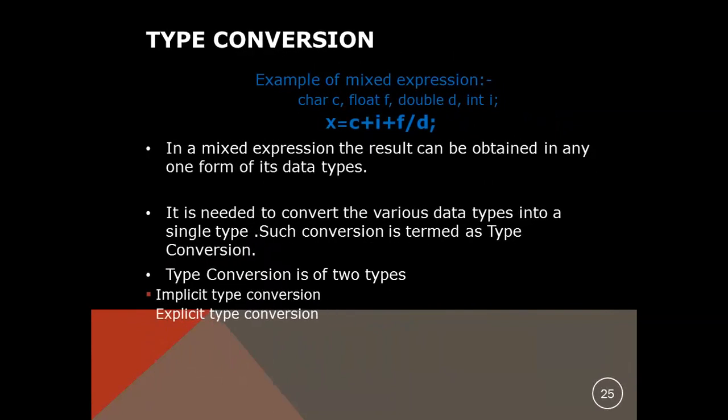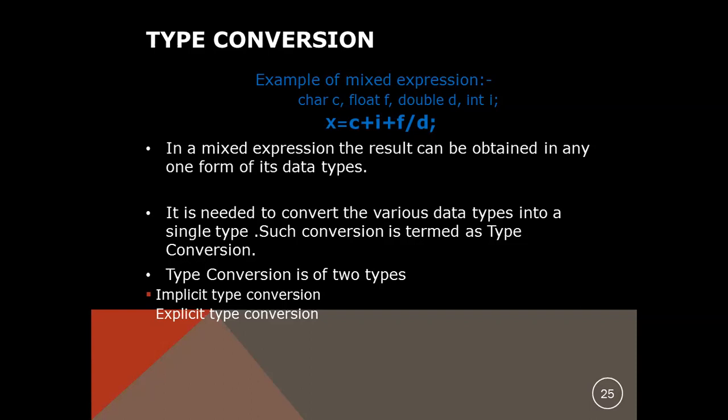Type conversion. An example of a mixed expression is given here: x = c + i + f / d. Here c is char, f is float, d is double, and i is integer. Now in such a mixed expression, the result which is obtained in the variable x has to be in one form of its data type.